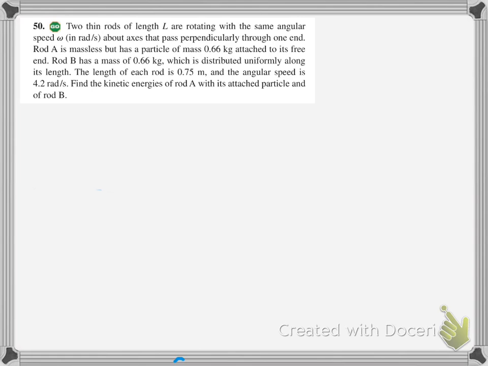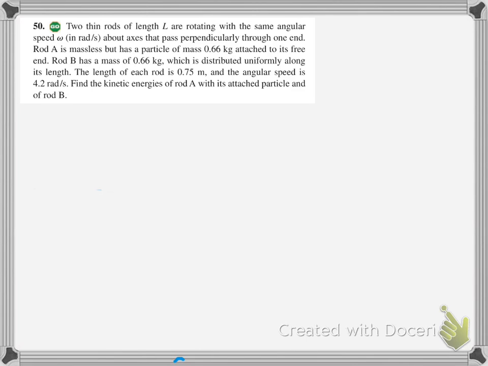Okay, so two thin rods of length L are rotating with the same angular speed about axes that pass perpendicularly through one end. Rod A is massless but has a particle of mass 0.66 kilograms attached to its free end. Rod B has a mass of 0.66 kilograms, which is distributed uniformly along its length. The length of each rod is 0.75 meters and the angular speed is 4.2 radians per second. Find the kinetic energies of rod A with its attached particle and rod B.